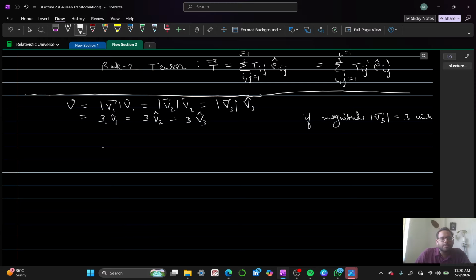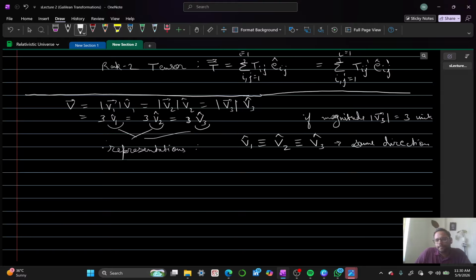Note that this equation does not signify that these two directions are equal, but they are equivalent, of course. I mean, you cannot equate them, these are representations. So of course you can write this, mathematically they are equivalent, same direction.